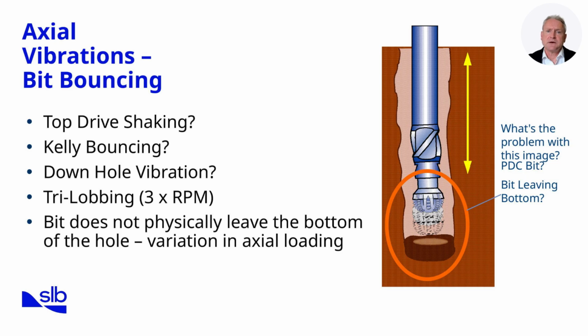Let's begin with axial vibrations, commonly known as bit bounce. These occur when the bit experiences rapid up and down oscillations while drilling. This is common with insert bits. One key indicator of axial vibration is trilobbing, which occurs at 3 times the rotation per minute of the drill string. This vibration pattern often arises from interaction between the bit and formation, leading to fluctuating axial loading. It's important to note that in most cases the bit does not physically leave the bottom of the hole. Instead, we see variations in weight on bit that create the bounce effect.